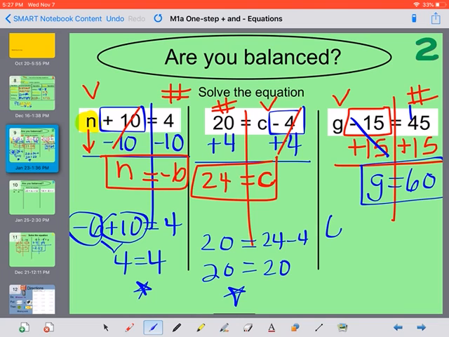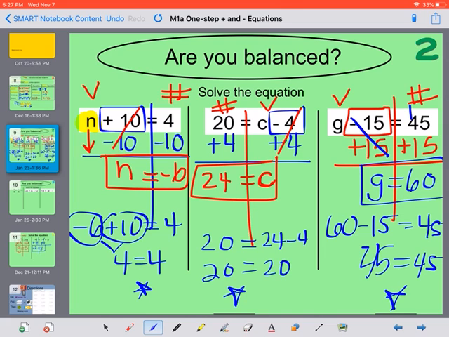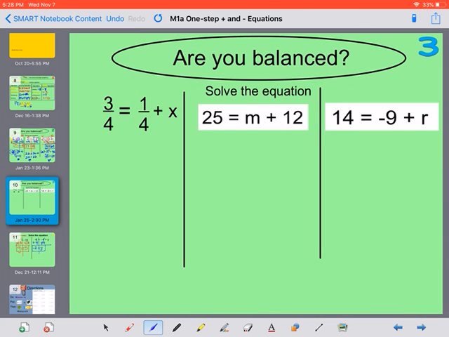And again, if we want to plug it in, 60 minus 15, does that equal 45? 60 minus 10 would be 50, minus 5 more is 45. You don't necessarily need to double check it, but on, for example, a test, you might want to double check to make sure you got the right answer. Let's flip over to the back side.